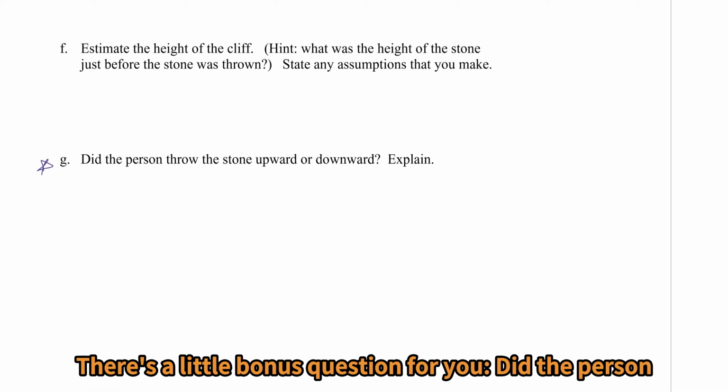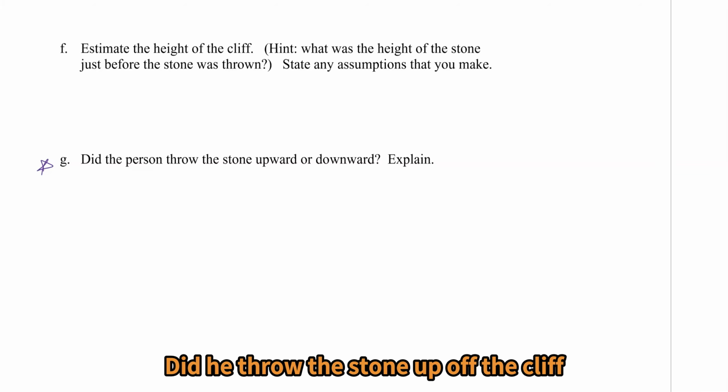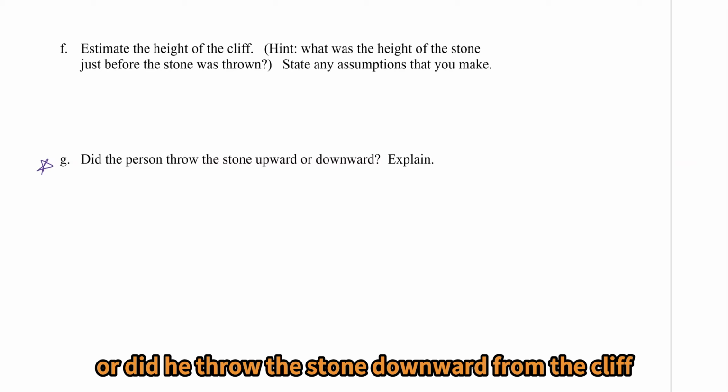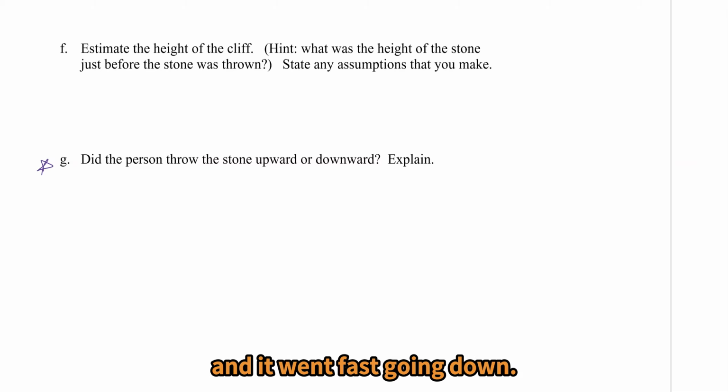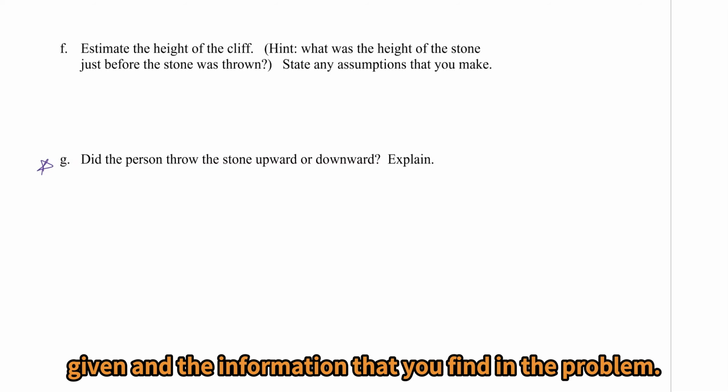And there's a little bonus question for you. Did the person throw the stone upward or downward? And you have to figure out how you know it's upward or downward. Did he throw the stone up off the cliff and then it fell down? Or did he throw the stone downward from the cliff and it went fast going down? Hopefully you'll gather that from the information that's given and the information that you find in the problem.